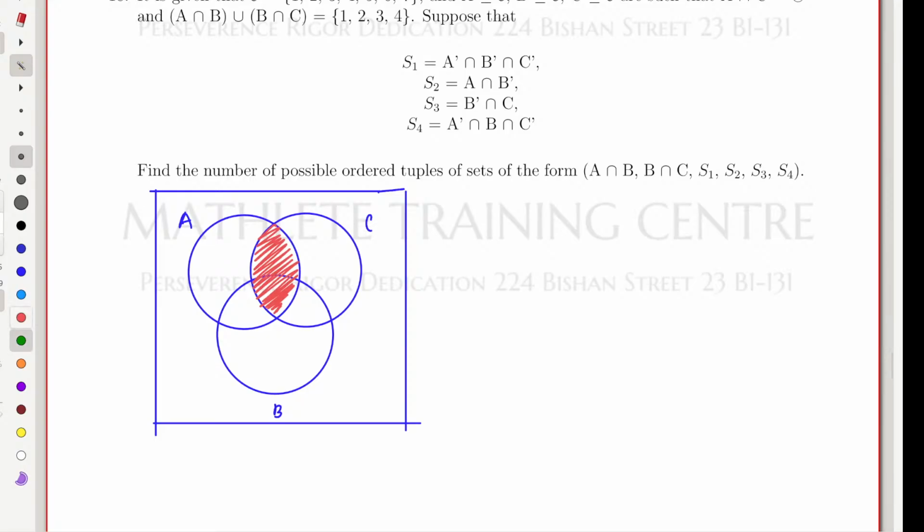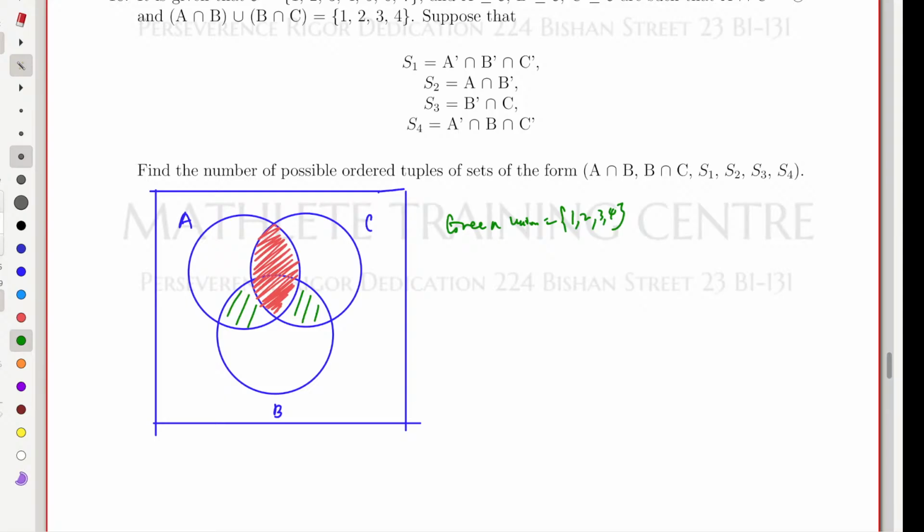Where is A intersect B union B intersect C? A intersect B is here. B intersect C is here. So the union is 1, 2, 3, 4. So these two green regions together make 1, 2, 3, 4, so you are going to split 1, 2, 3, 4 across these two categories.